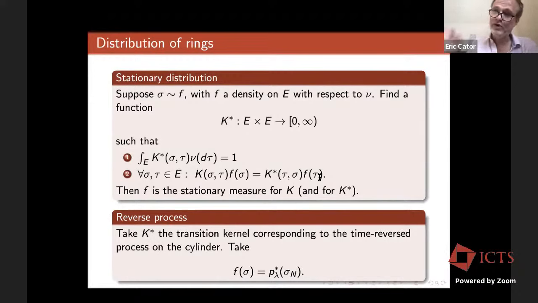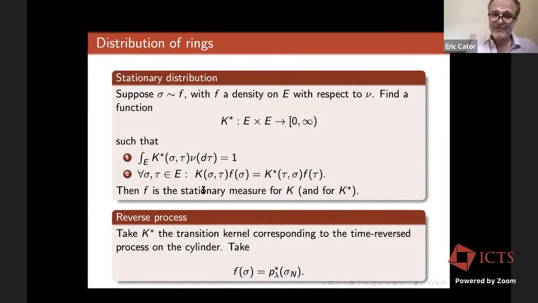They have to be equal. So you go back and forth, in fact. That's the idea. And it has to be the same. If you have this, then little f is a stationary measure for k, and in fact also for k star. So if I can prove this for my guess for f, then I'm done. Then I have the stationary measure. And of course, I need to find a good k star to do this. But, you know, it will be relatively obvious what we should choose for k star.